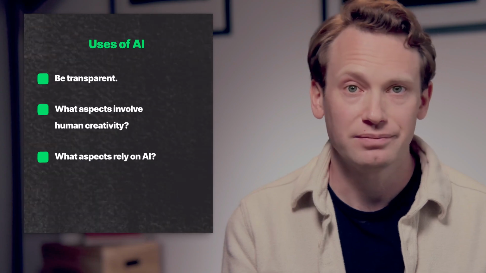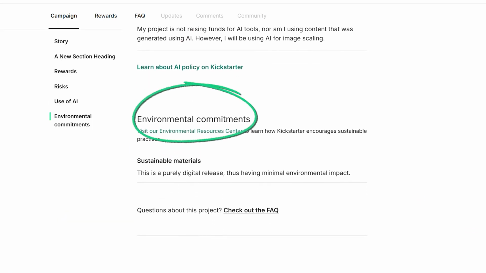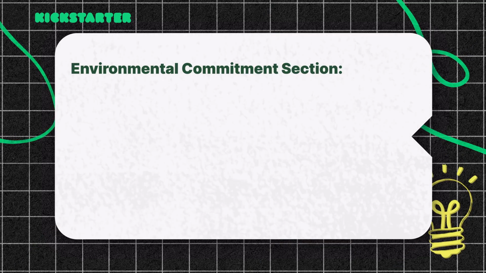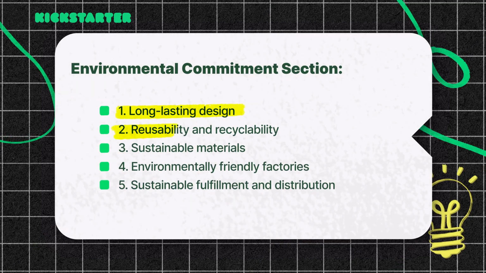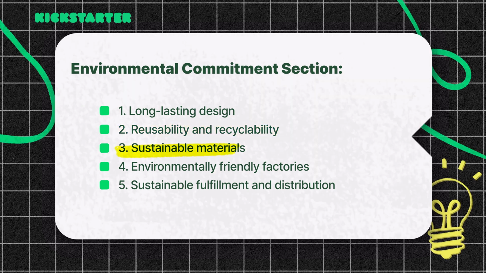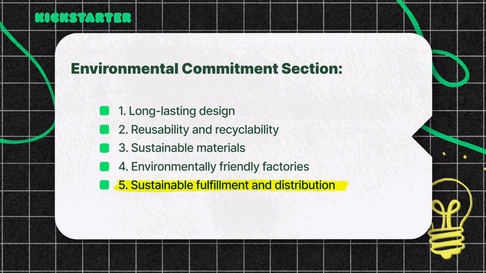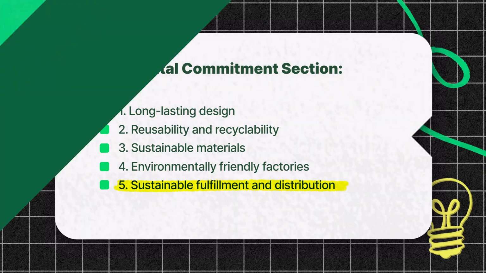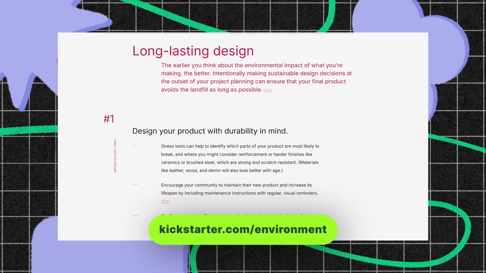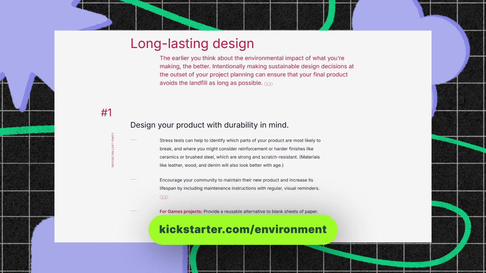And finally, the environmental commitment section is where you can explain any special measures you're taking to make sure your project employs best practices around sustainability. Some examples of this are long-lasting design, reusability and recyclability, sustainable materials, environmentally friendly factories, and sustainable fulfillment and distribution. If you haven't thought about this yet, our Environmental Resources Center can give you some ideas for how to make your project more sustainable.